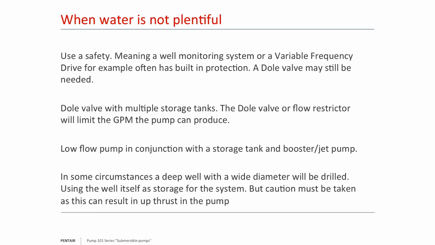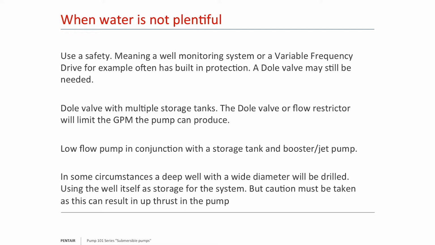When water is not plentiful, meaning that the well cannot meet the demand of the system, and that happens plenty of times, my first option is to use some sort of electronic safety, be it Warrick sensors maybe, or some sort of water sensing system, be it a Pump Saver or RSPP system, or a variable frequency drive that has a lot of built-in protection. But also keep in mind you might need to use a Dole valve to restrict the flow of water just to begin with. Maybe if that well is only producing 3 gallons per minute, that's the best you can get. Maybe put a Dole valve in there restricting that flow to 3 gallons per minute to try to limit the taxation of the system. Safeties are one way to do it.